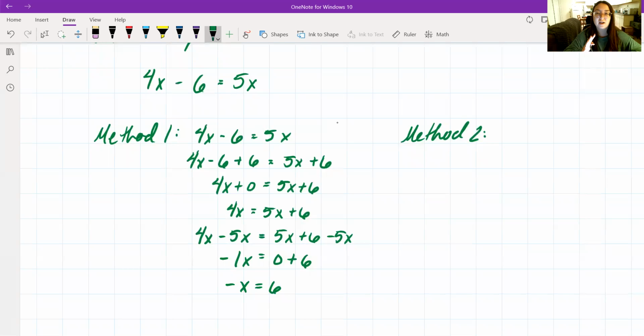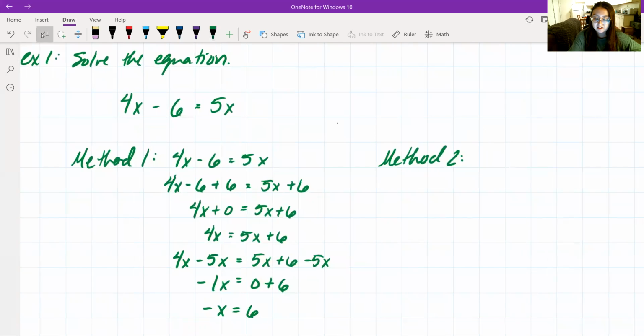Now the form we want is a positive x is equal to a number. But here we have a negative x is equal to a number, which is a little strange. So we're going to table this method for now. We're going to come back to what this means. And we're going to go on to a method 2. We're going to try out another method here.